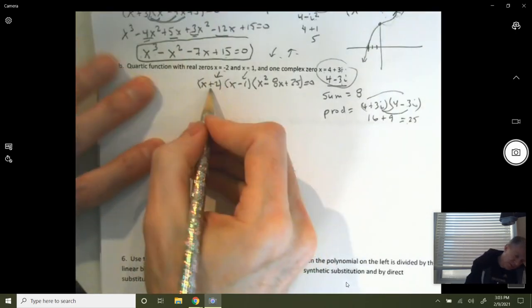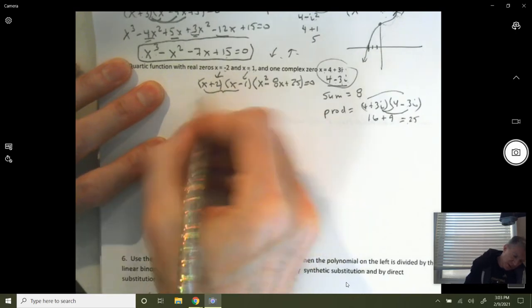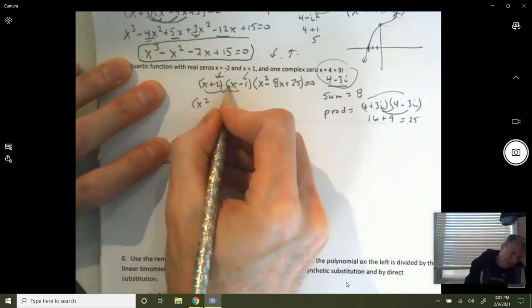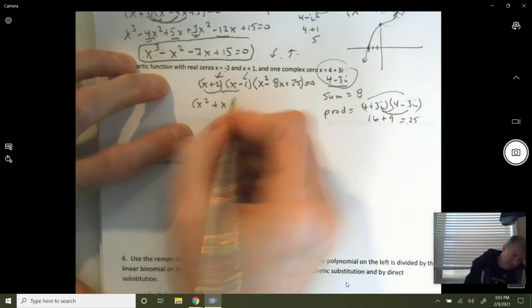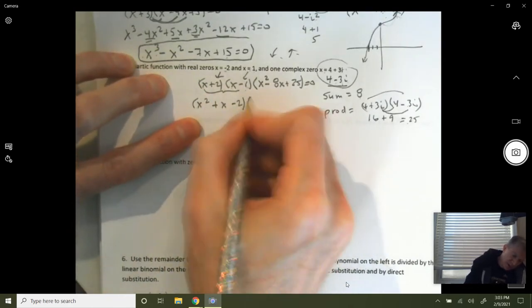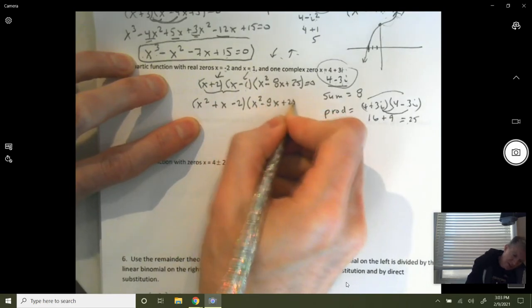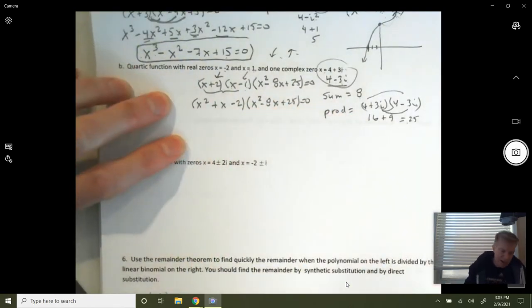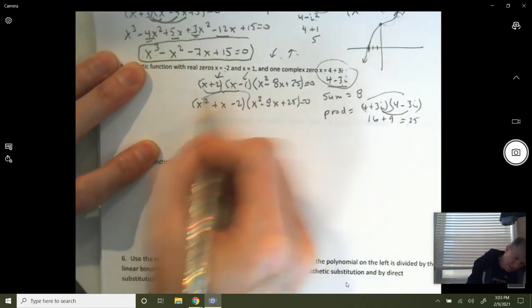I'm going to multiply the first two together. I'll get x squared, minus 1x plus 2x, so plus x, minus 2. And I've got x squared minus 8x plus 25 equal to 0. Now we can multiply this out. x squared times x squared. I'm just going to keep distributing.